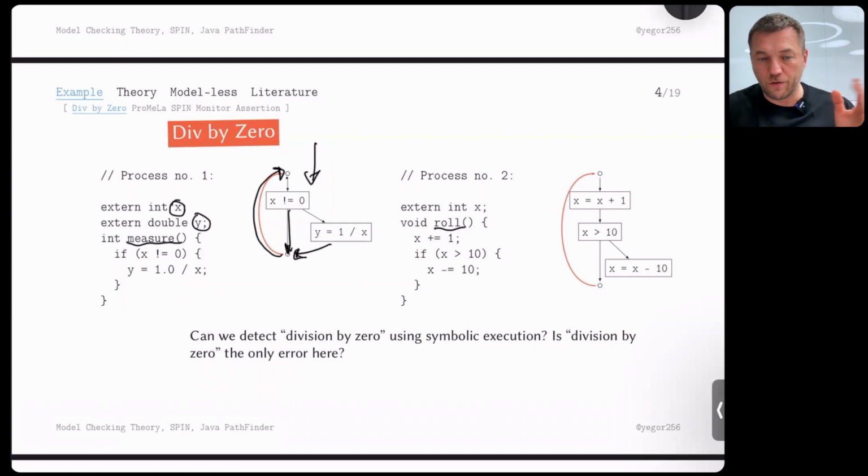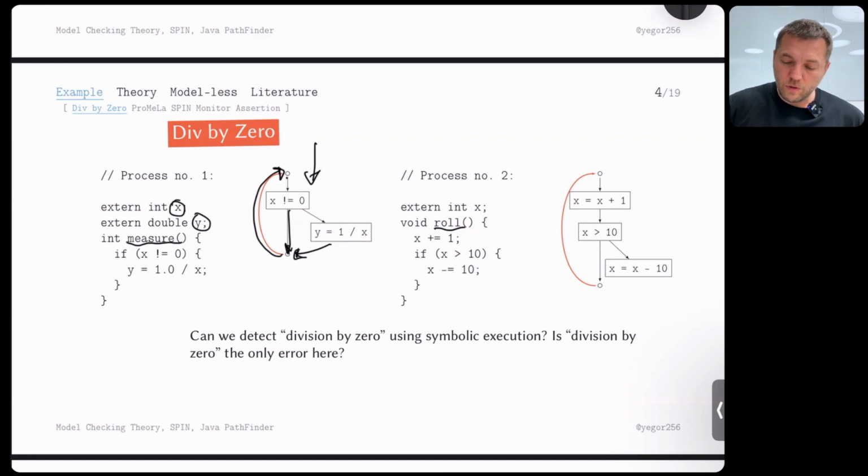Imagine this is the real software. Of course, it's not a real program, but imagine it happens. So it has two external variables, and the only thing it does is take the x, do this calculation, and then store the result into the y variable.